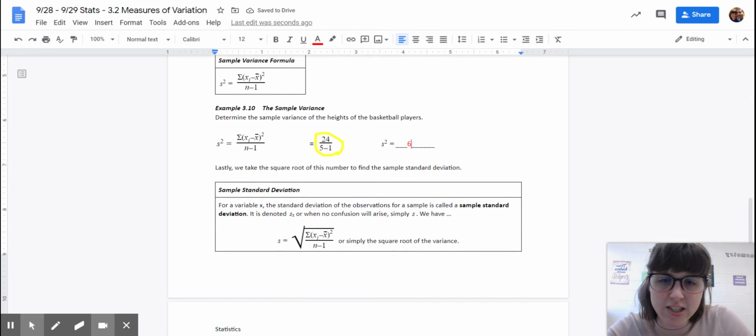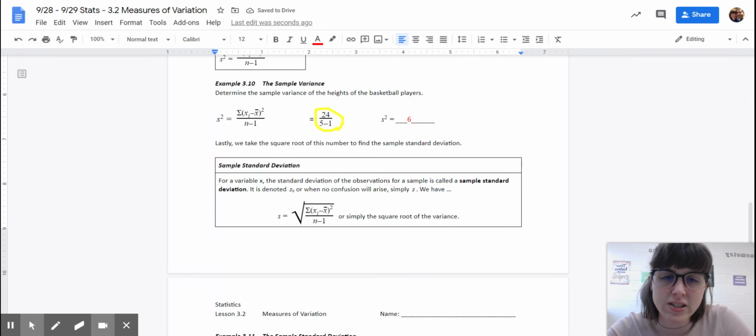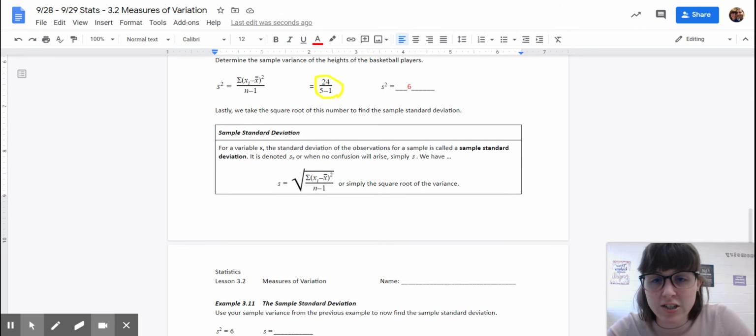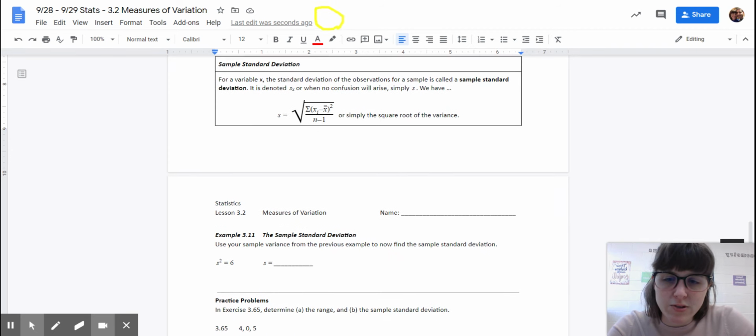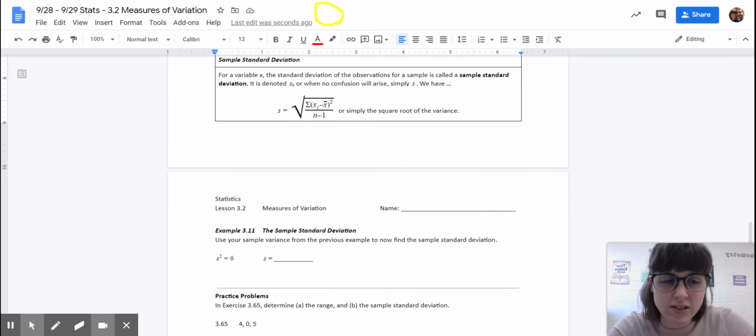Now, lastly, we're going to take the square root of this number to find the sample standard deviation. So here's the formal definition for standard deviation. And now we're going to take the square root of our number 6. So the square root of 6 is 2.4.